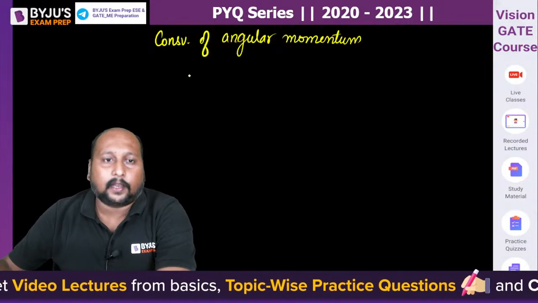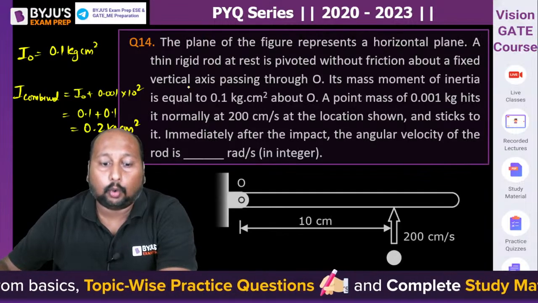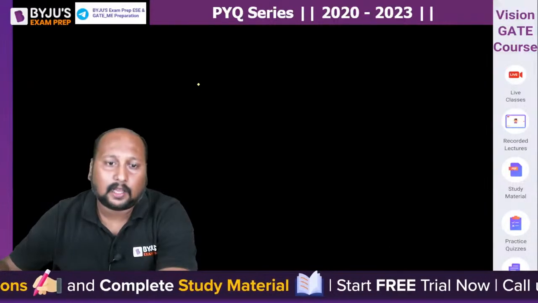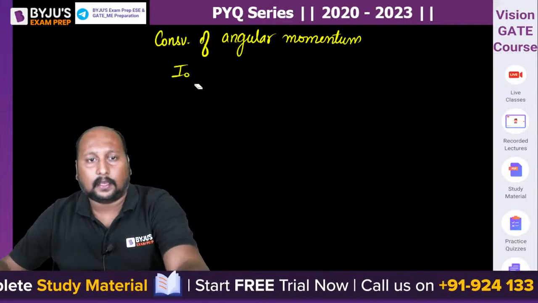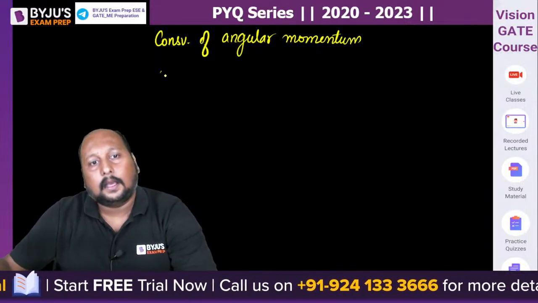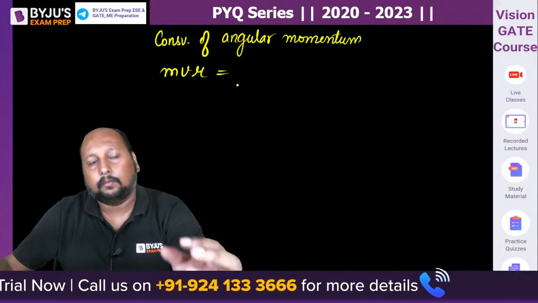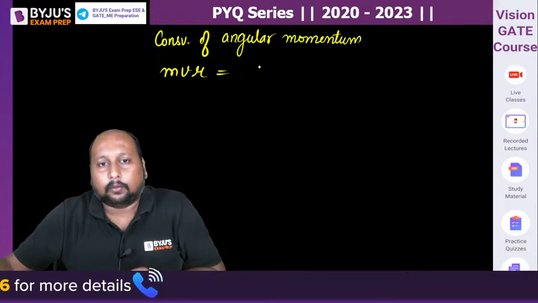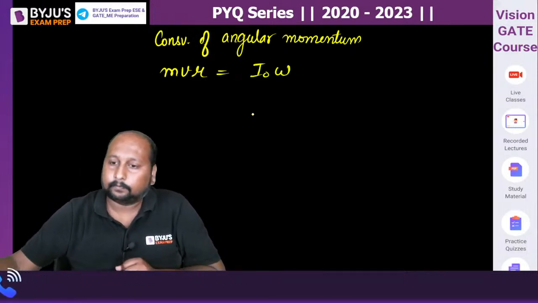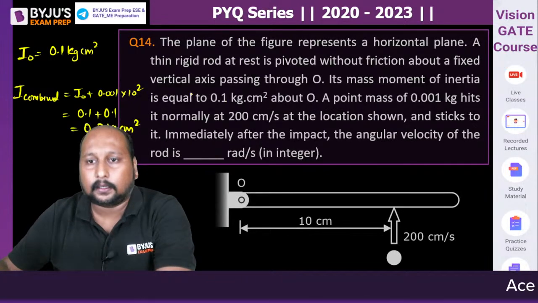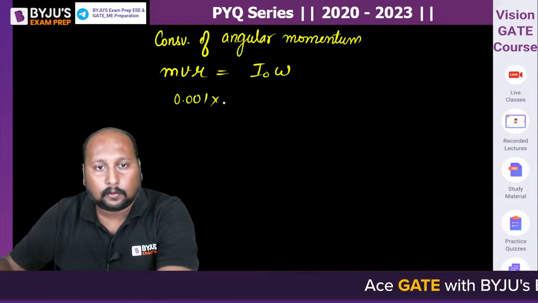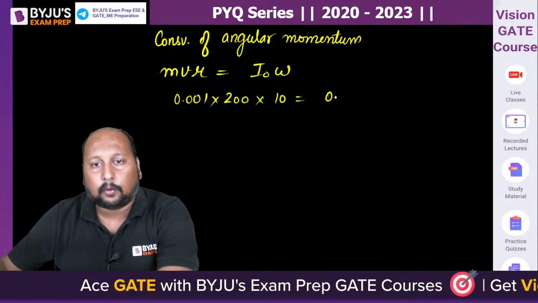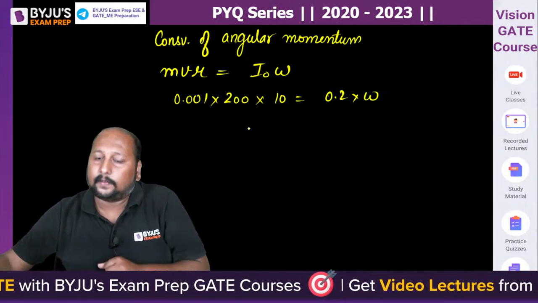If I apply the conservation of angular momentum, I can say I0 into omega. Instead of writing this, I can say m into v into r is equal to I0 into omega, because it has this angular momentum. That's it. So mass is 0.001, velocity is 200, radius is 10, is equal to 0.2 into omega. What's the value of omega you are getting?